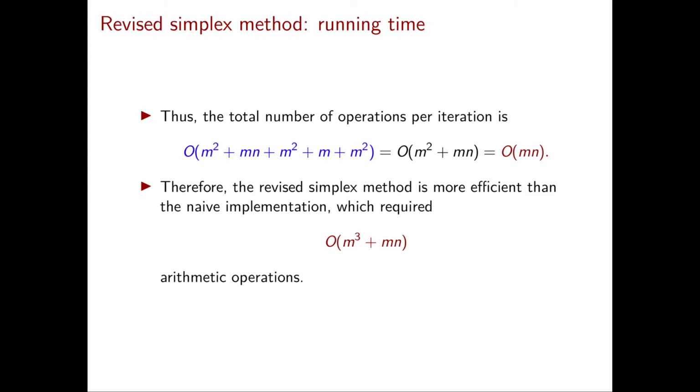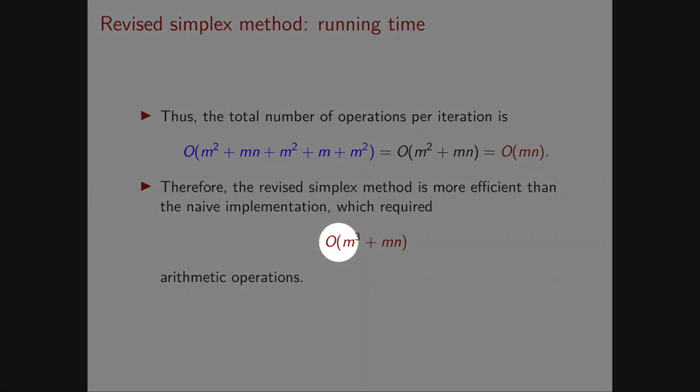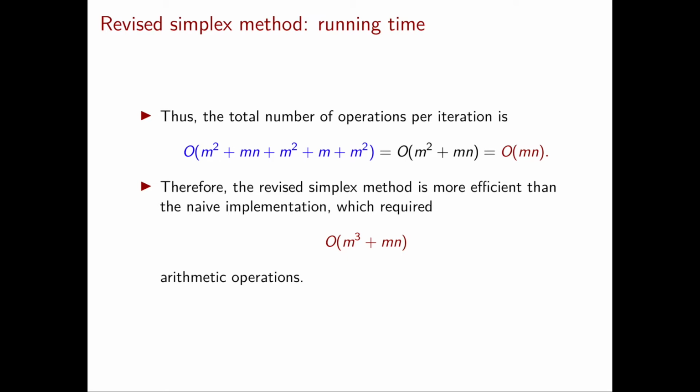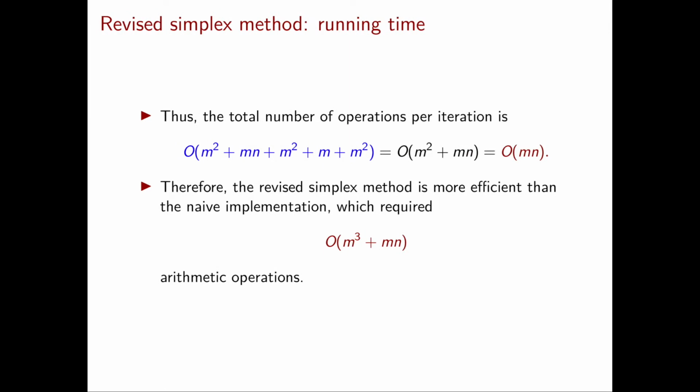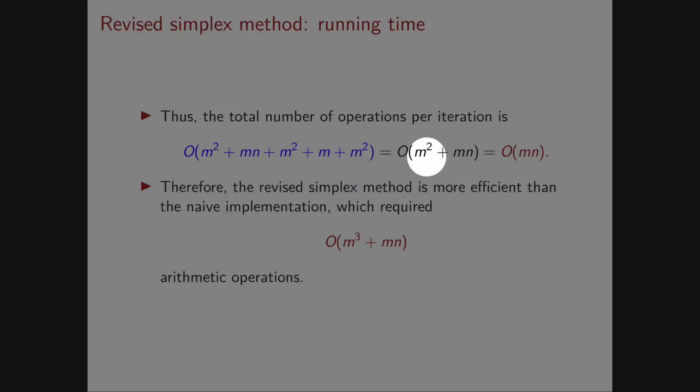Recall that the naive implementation required big O of m cubed plus mn. So clearly the running time of the revised simplex method is better. Finally, notice that big O of m squared plus mn is simply big O of mn. This is because, since we're assuming that the rows of A are linearly independent, we always have that m is less than or equal to n. Therefore, m squared is less than or equal to mn.